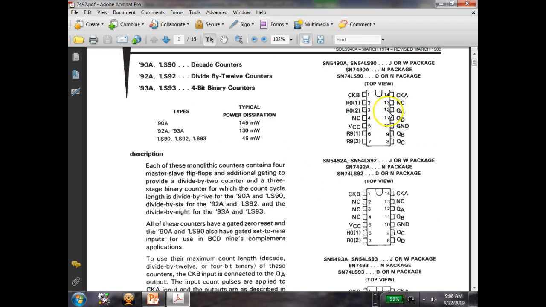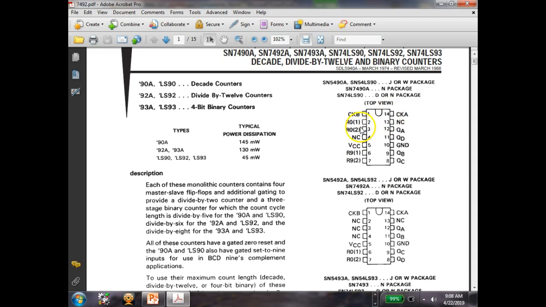Now notice on this guy, this gives us 2 resets to 0, and what do you think this guy would be? This is a reset to 9. Now, why you would want to reset a counter to 9, I don't know. Here are my outputs. QA would be the least significant output. QB would be the next one, right? QC, then QD, this would be your most significant output.